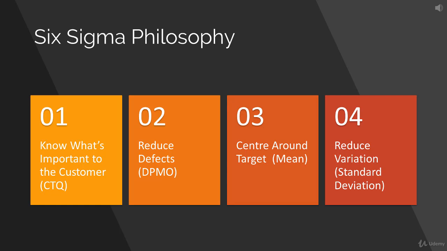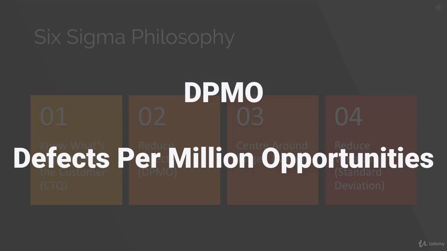The first one is know what is important to the customer, which is also known as CTQ or critical to quality parameters. So, whatever you are doing as a Six Sigma project, the first thing you need to understand is whether that is important to the customer or not. So, once you know what is important to the customer, then you need to reduce number of defects, which is the second philosophy here, reduce defects, and the measurement of defect in Six Sigma is DPMO. We will be talking about that later in this course.